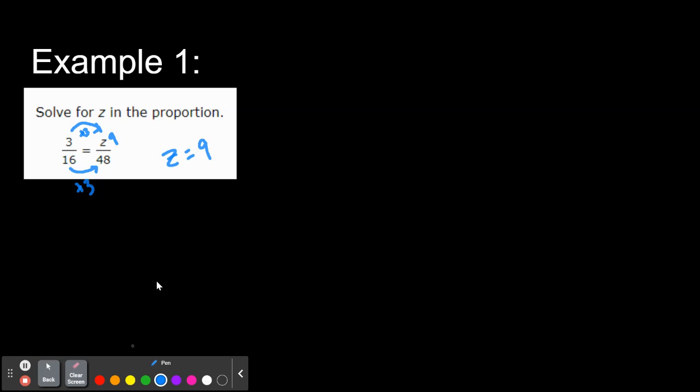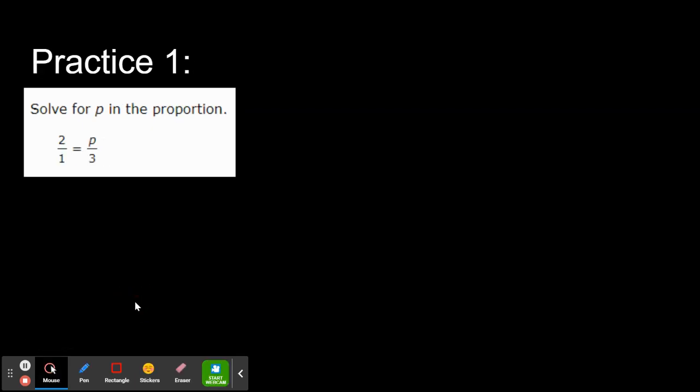Now this method and this strategy is great. We'll see in a little bit that it doesn't always work out to be so nice and neat. And what do we do then? Go ahead and practice this one.